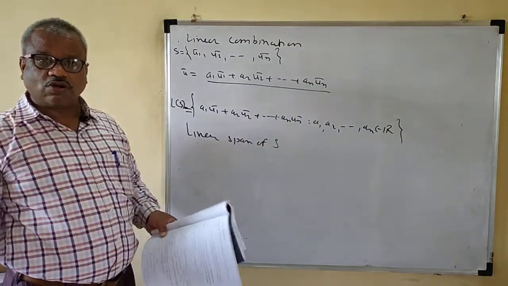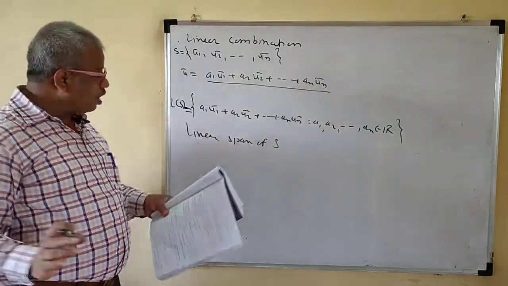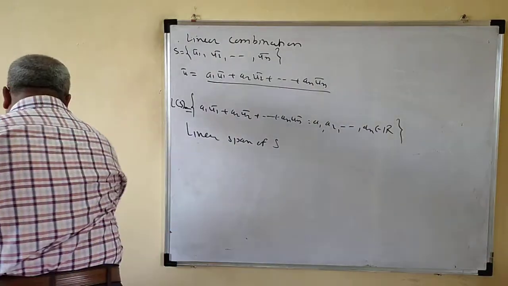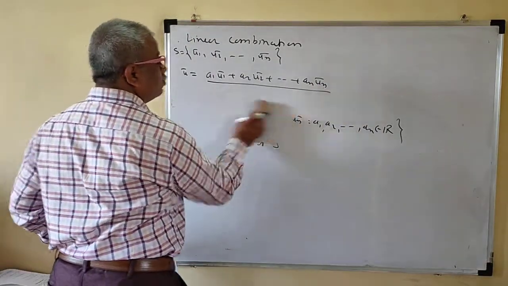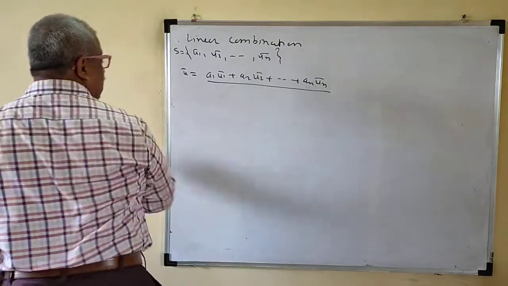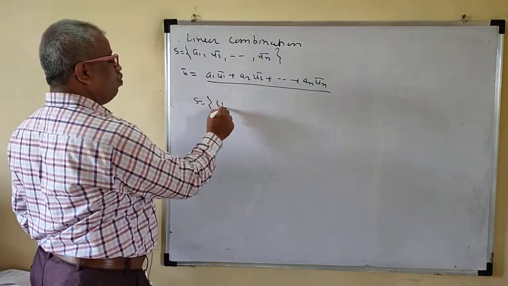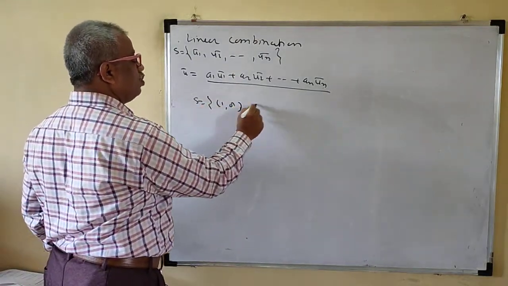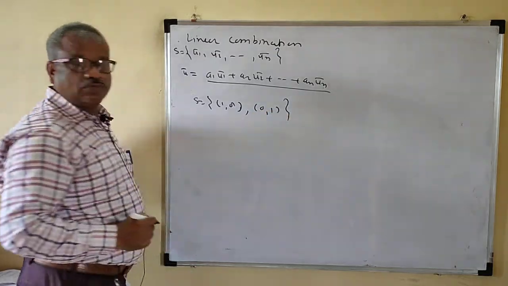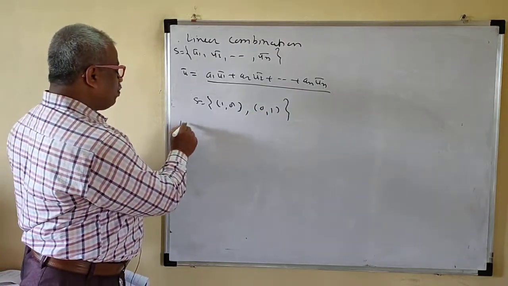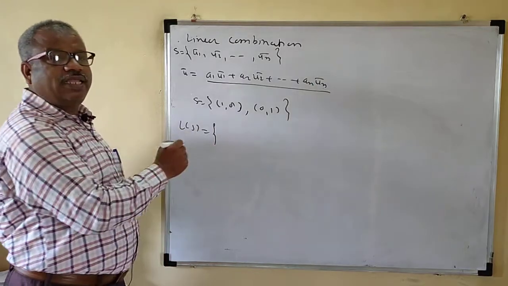The set of all linear combinations of the vectors in S. Okay, now this L of S, what does it mean? Suppose your S is the vectors (1, 0) and (0, 1). Suppose these are the vectors. And what is L of S then? You have to take the linear combination.